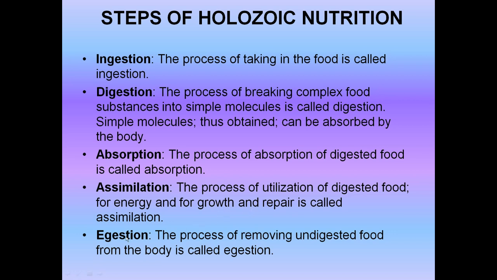The next step is egestion. What is egestion? It refers to the excretion or removing undigested food substance from the body of the organism. So let's recapitulate the various steps of Holozoic nutrition. These are ingestion, digestion, absorption, assimilation, and egestion.